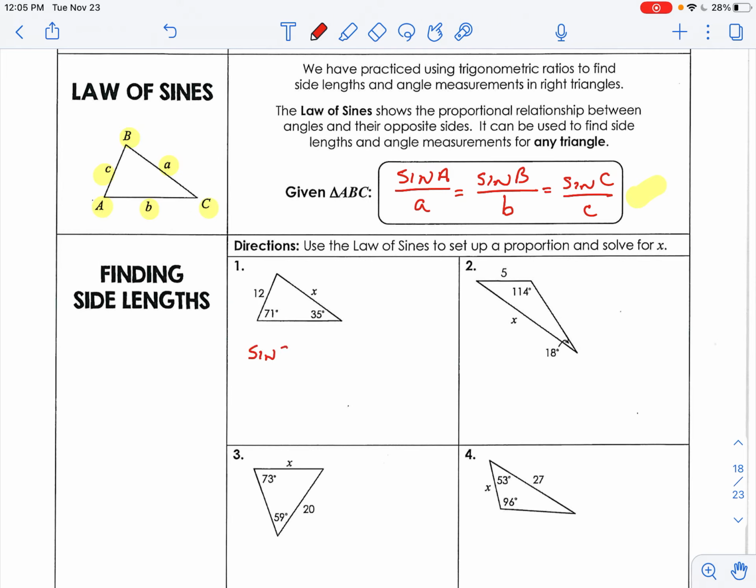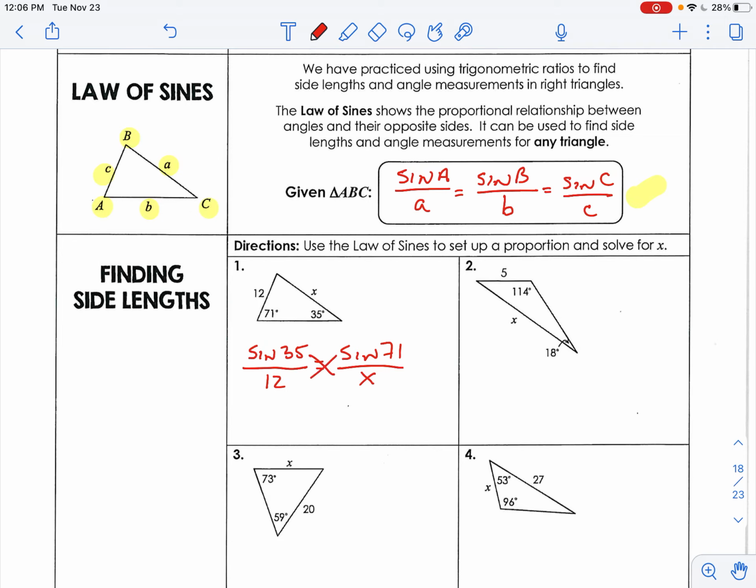So what am I going to write here? I'm going to write sine of 35 over, can you tell me which one? It's going to be over 12. And then that's going to equal sine of 71 over x. Again, I'd like you almost not to focus on the A's, B's, and C's, though they do help sometimes when you lay it out. But in this case, if I know an angle and the opposite side, or it's marked, I can use law of sines.